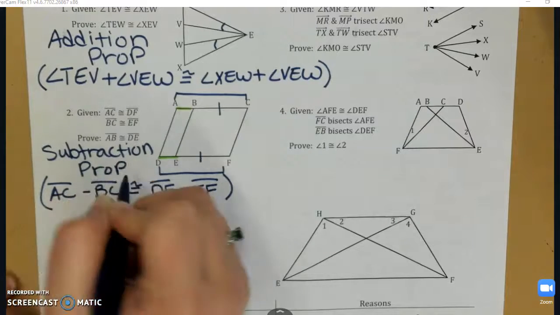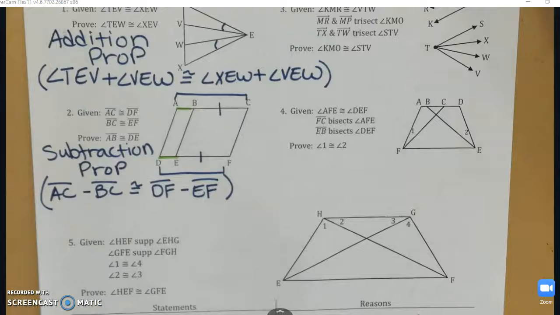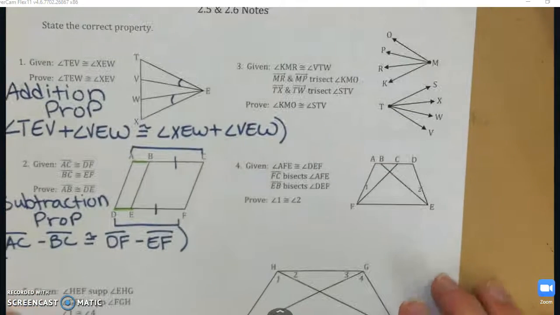And my indication for that would be I'm getting smaller. I went from a longer segment to a smaller segment, and I don't have keywords. Again, I just have the congruence statements. Let's look at number 3.